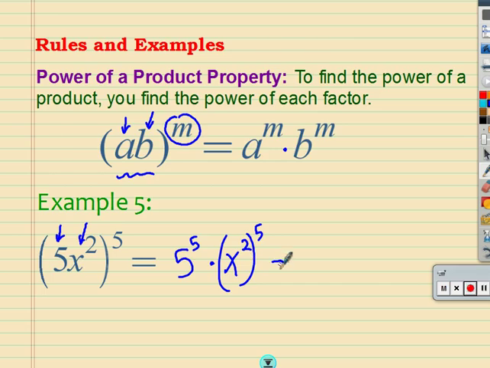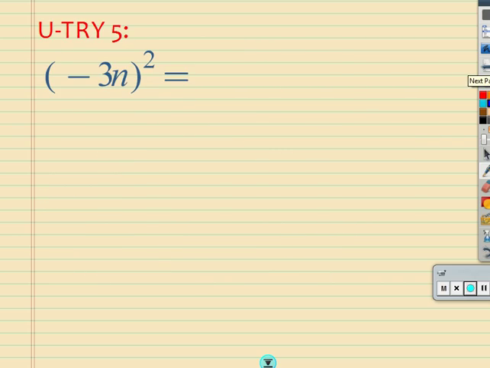When we see power to a power, we know that we can multiply the exponents. So I can write this as x to the 10th power. We multiplied 2 and 5 together, and we got 10. That was power to a power property. Here's your U try. Be careful with the negative. Apply the exponent to -3 and n.